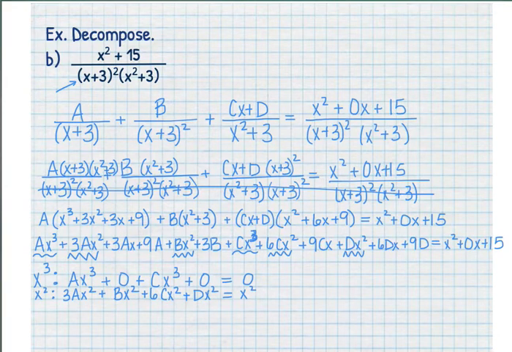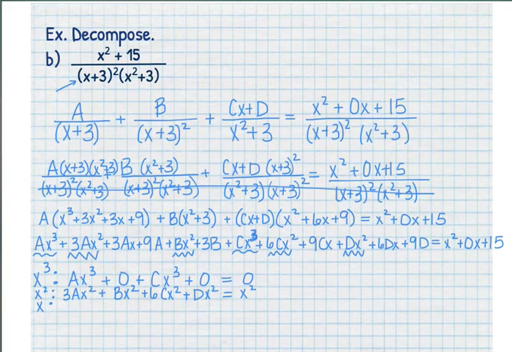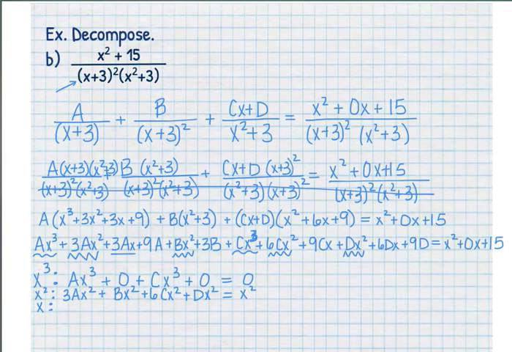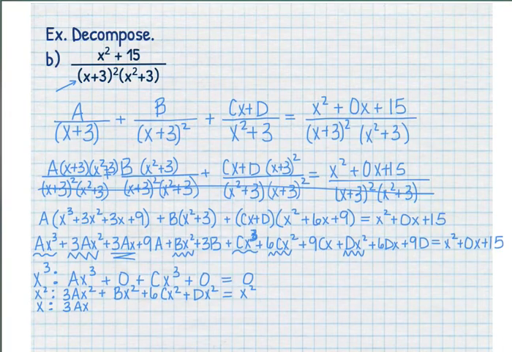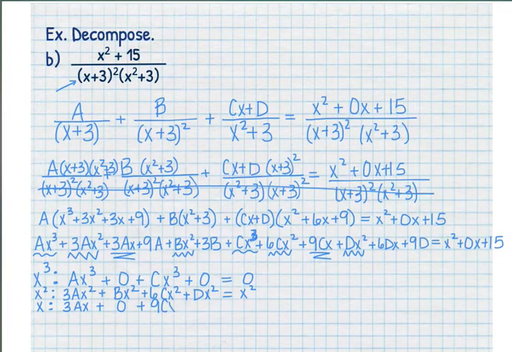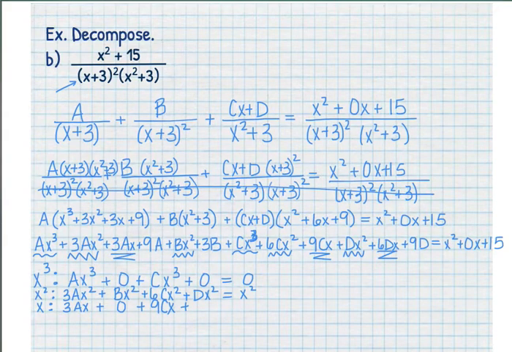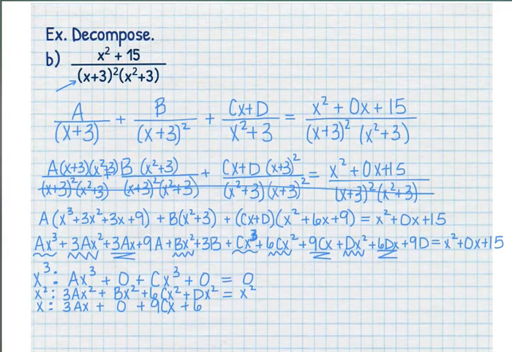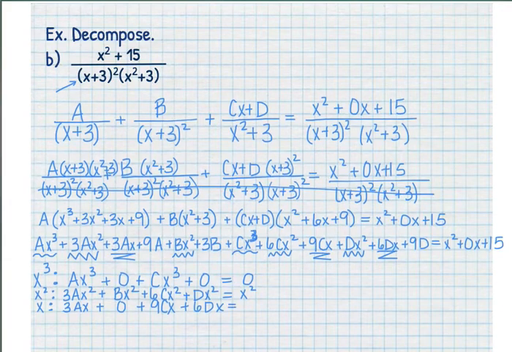Then we'll make an equation out of just our plain old x stuff. So we have our 3ax plus, we don't have a bx, so we'll put 0 plus. We have 9cx plus, and then we have a 6dx, and that will be equal to 0x on the other side.